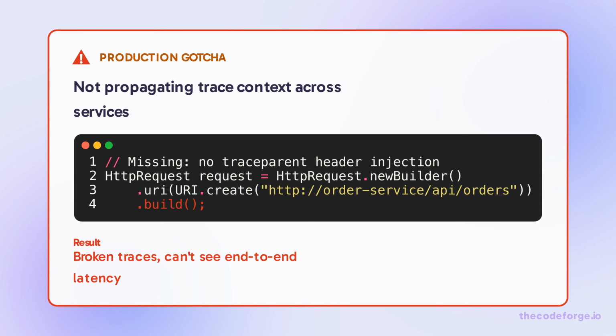Without trace context propagation, each service starts a new trace, and you lose the end-to-end view. Always use OpenTelemetry auto-instrumentation or manually inject the traceparent header to maintain the trace across service boundaries.